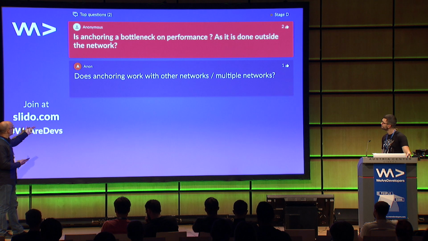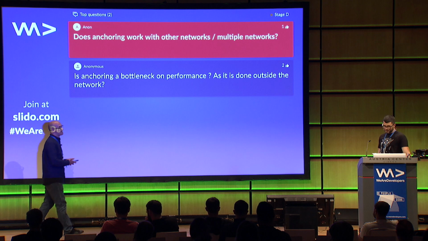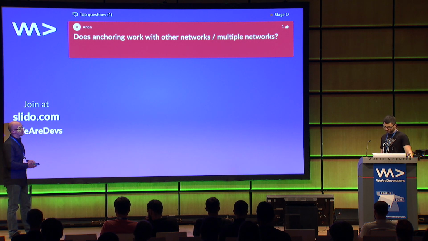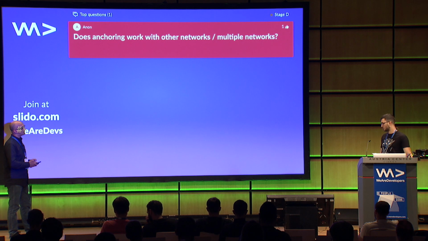Okay, great. And the last question is, does anchoring work with other networks, multiple networks? Yeah, it's not a problem to provide an anchoring mechanism for Ethereum, for example. We already have anchoring for Emercoin, also a cryptocurrency. So it depends only on purposes and business needs. Now we need only anchoring for Bitcoin. Also, this is one of the most popular cryptocurrencies in the world.